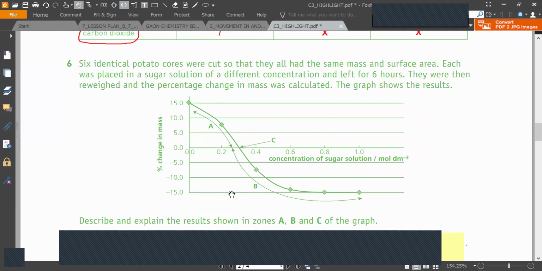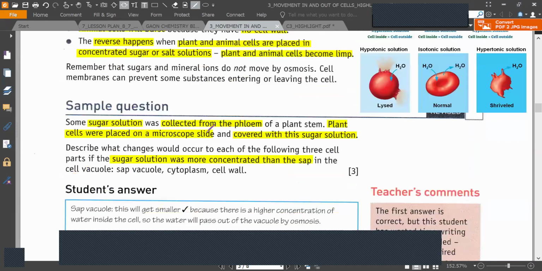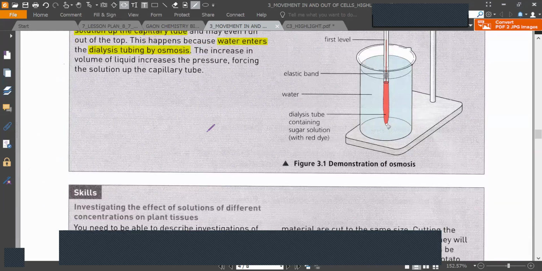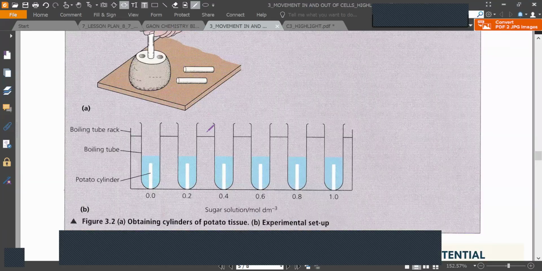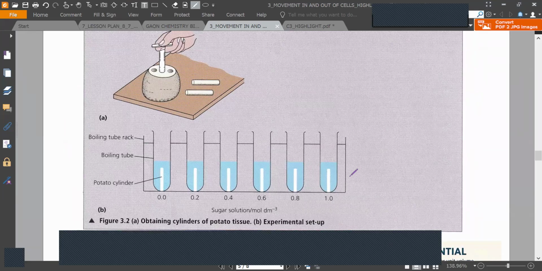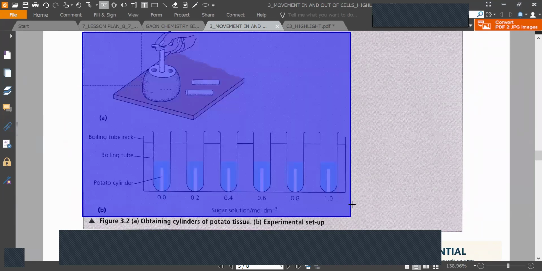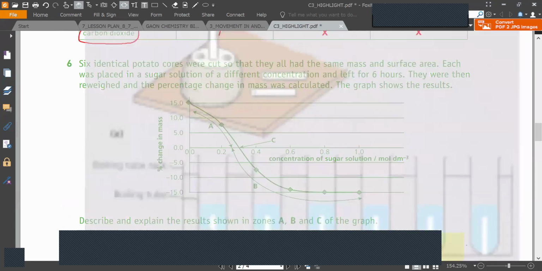Okay, next. This is the experiment about potato cores. So we cut the potato and then we put it in solutions of different concentrations. So it is this experiment here.